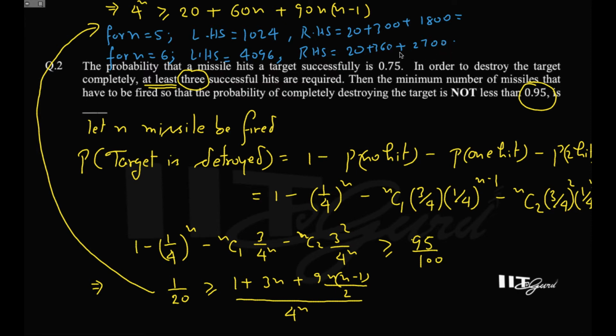Of course, hence for n greater or equal to 6, we can say that probability is greater or equal to 0.95. So the minimum value of n is 6. 6 is the minimum possible value of n. So the answer will be 6 for the second question.